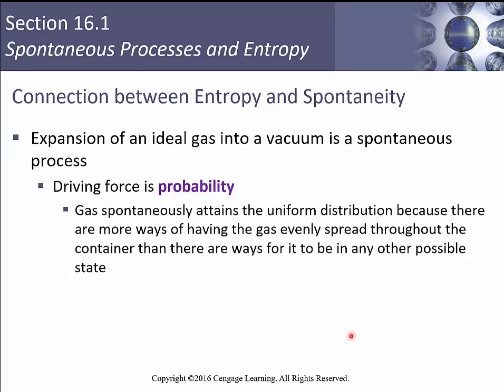Expansion of an ideal gas into a vacuum is a spontaneous process in which our driving force is probability. A gas spontaneously attains that uniform distribution because there are more ways of having the gas evenly spread throughout the container than there are ways for it to be in any other possible state. You don't sit in a room and whoosh, all of a sudden the oxygen's on one side. It's going to be evenly distributed across as many possible states. In this case, states means location.